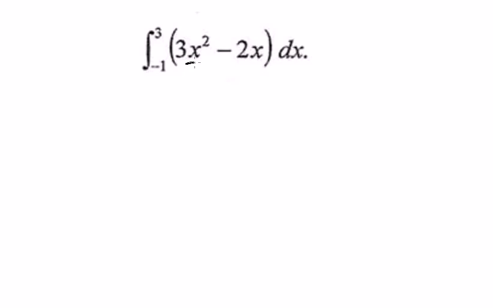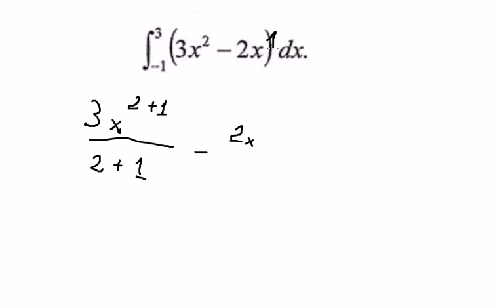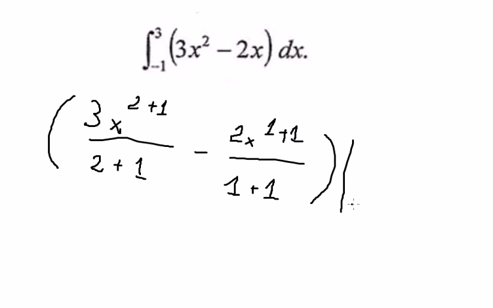We have x squared and x. So we got about 3x to the power of 2 plus 1 over 2 plus 1. Similar for the next one, x to the power of 1. So we got about 1 plus 1 over 1 plus 1. And we put the bounds in here.